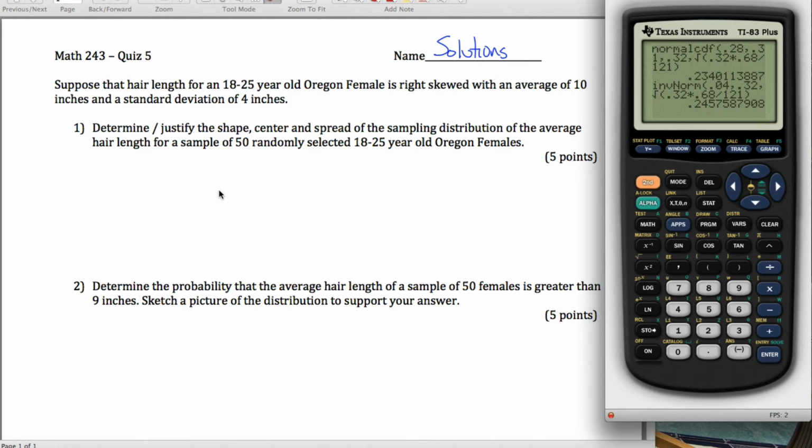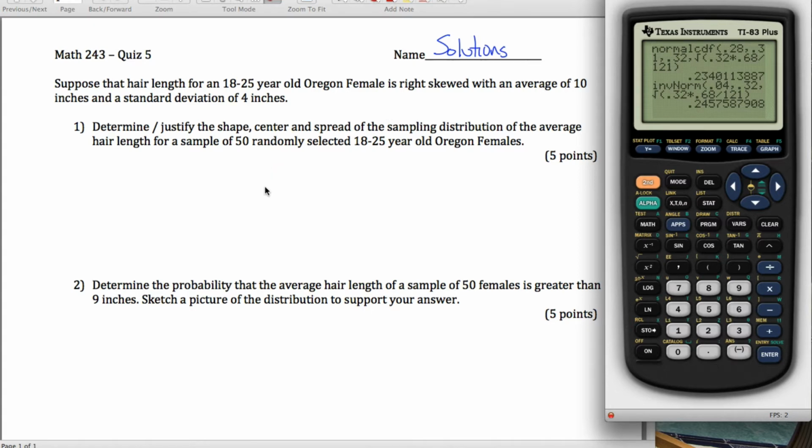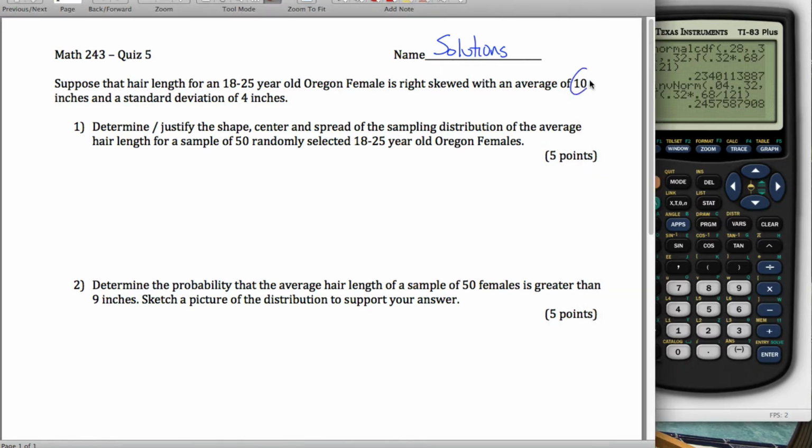Solutions for quiz 5 for math 243. What are we sampling distributions here? So suppose the hair length for whatever. I have data and it's right skewed and the average of the population of the parent distribution is 10 and the standard deviation is 4. This is for the parent distribution, that's important. This 10 right here is mu and this 4 right here is sigma.